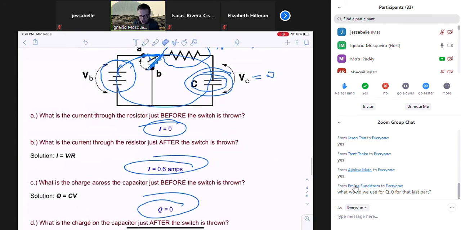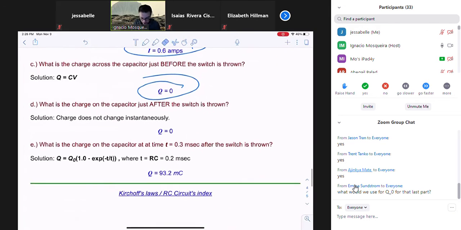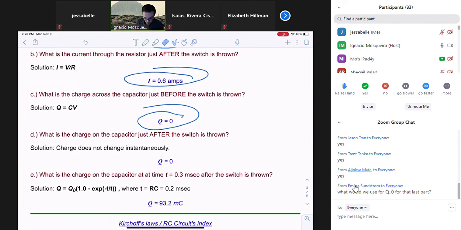That's correct. So how will you know Q0? Without knowing Q0, you're not gonna get an answer. You must know Q0. So how will you know that? So to know Q0 in this formula, Q0 is the final charge on the capacitor. The initial charge here is 0.